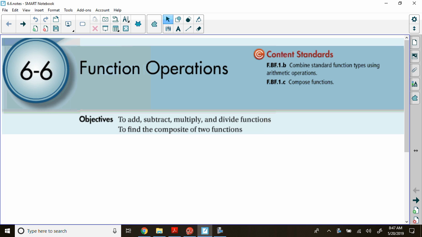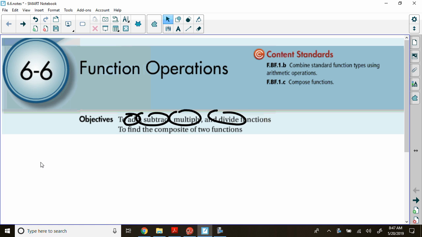And today, in Algebra 2, we're going to continue this 6-6. Last week in class, we started this on the side dry erase board, and we talked about the function operations. We talked about adding, subtracting, multiplying, and dividing functions last week. So we're going to continue a discussion of that, and we'll also be talking about the other component of this.